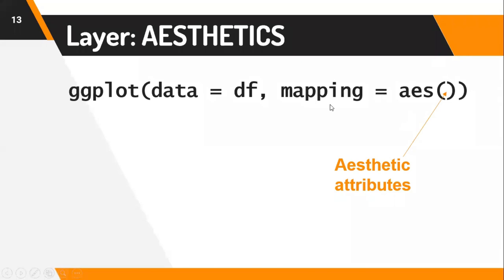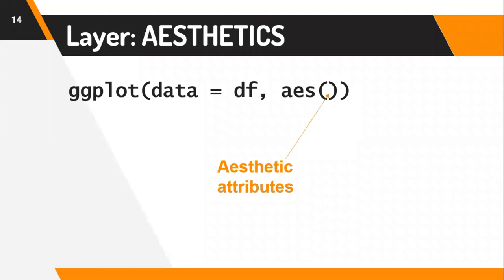So let us just reduce this code a little bit, because when you are writing a function in R, if you follow the order of the argument names in that function, you can actually ignore the argument names and just pass in the values themselves. Like for instance, mapping equals aes function. So you can just remove the mapping and put in the aes. So this can be done in this way, and that still gives you the same output. It doesn't change anything, right?